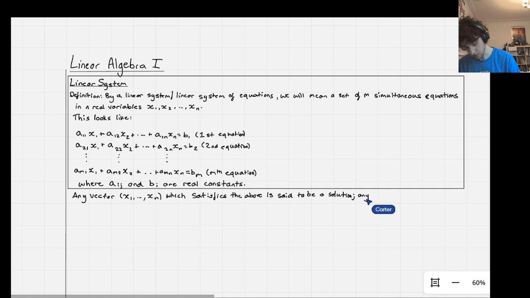Any system with, I guess, greater than or equal to one solution is said to be consistent. So this is just some vocab for you.